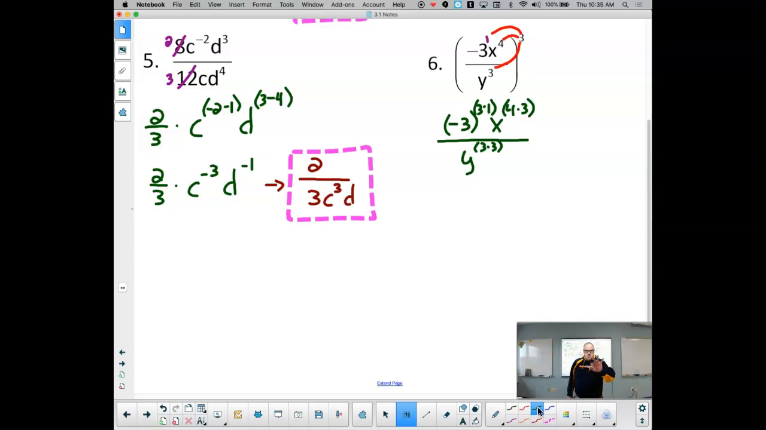Negative 3 cubed is negative 3 times negative 3, which is positive 9, times negative 3, which is negative 27. That stays on top because it's a negative number. It's not a negative exponent. It's a negative number there. So that can stay on top with the x to the 12th. And that would all be over y to the 9th.